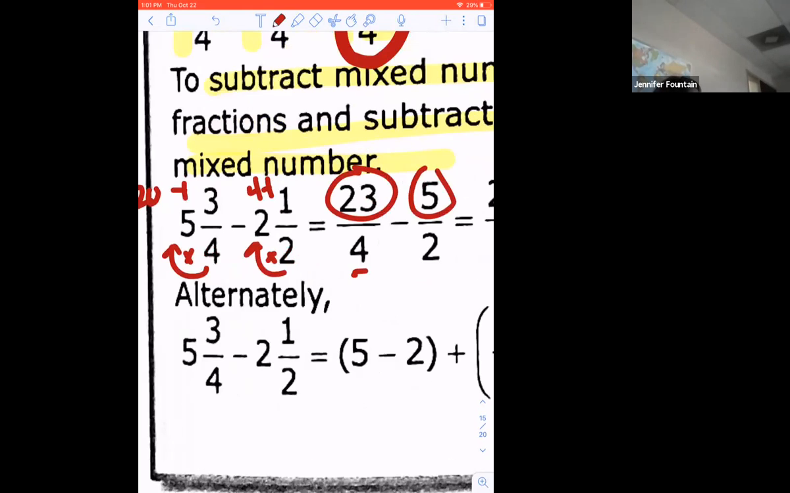Is everybody comfortable with how to change a mixed number to an improper fraction? This is probably something you've been doing for several years in math, but once you haven't worked with it in a while, you just have to go back and remember.